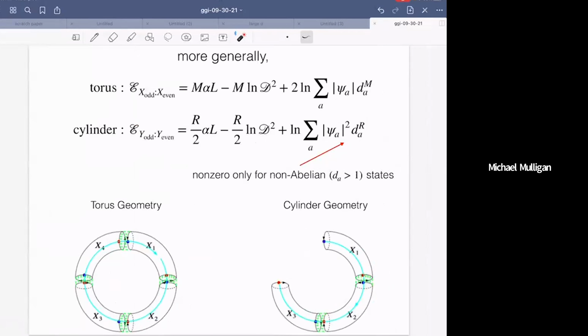The result that we infer from these two specific examples, the thing to note is, for the cylinder case, this second term is absent when the topological state has abelian order, because in that case we know that the dAs are all equal to 1, and so this sum here is simply this psi squared, and so this normalized wave function in this term vanishes.